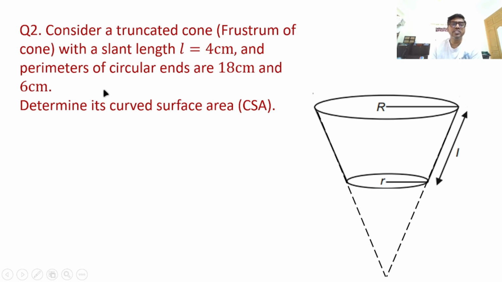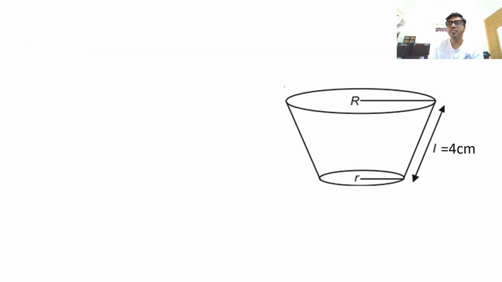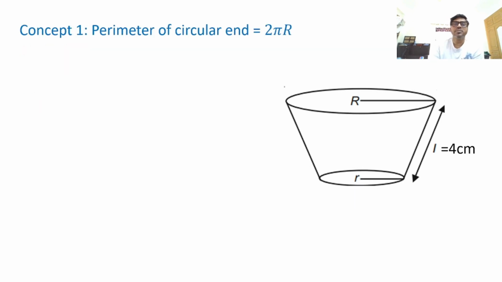So given these, we need to find the curved surface area of the frustum, only this part of it, curved surface area all around. So let's get into the derivation part of it. So first concept or the formula that we are going to use. Whenever you have a circle, the perimeter of a circle is 2 pi r. So the perimeter of a circular end is 2 pi r. This is one formula we use.